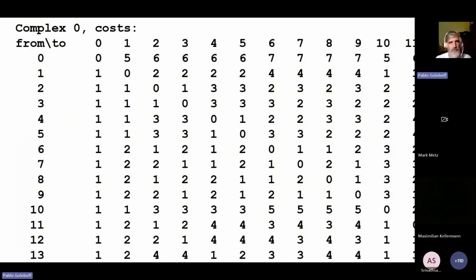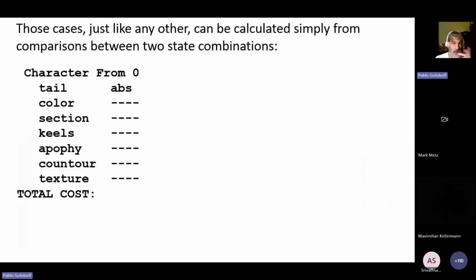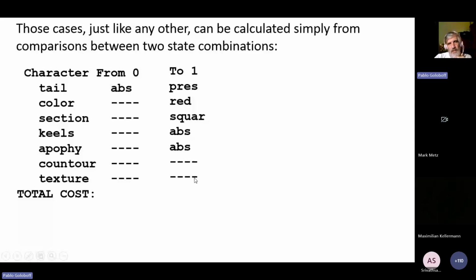That's because those cases you can calculate from comparisons, but in those cases that depends on whether or not the secondary characters, which are in turn primary to others, are present or absent. Suppose you go from no tail into a tail which is present, red, square, and has no keels and no apophysis. The contour of the keels and the texture of the apophysis continue being inapplicable. Then the cost of transforming from state 0 into 1 is 5.